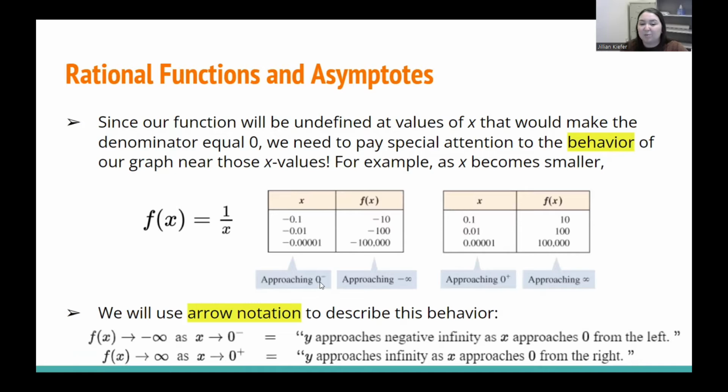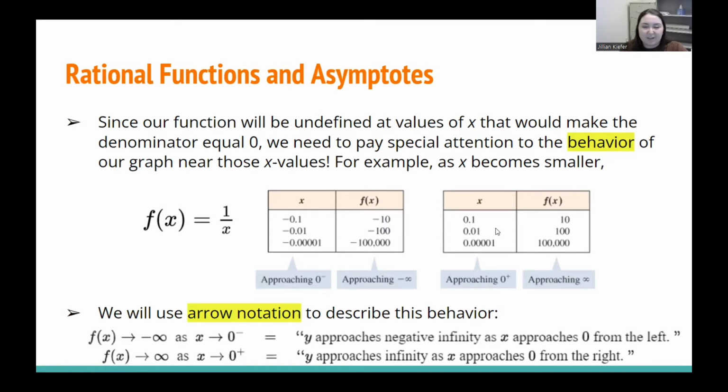So that's one very specific type of thing that we see. We say as we approach 0, and we've got this minus sign, we see this at the bottom here as well, this minus sign in the exponent's place. This means from the left. It's not a real exponent, it just means from the left. So we would say in this case, y is approaching negative infinity as x approaches 0 from the left. And we're really talking about the left-hand side of the graph.